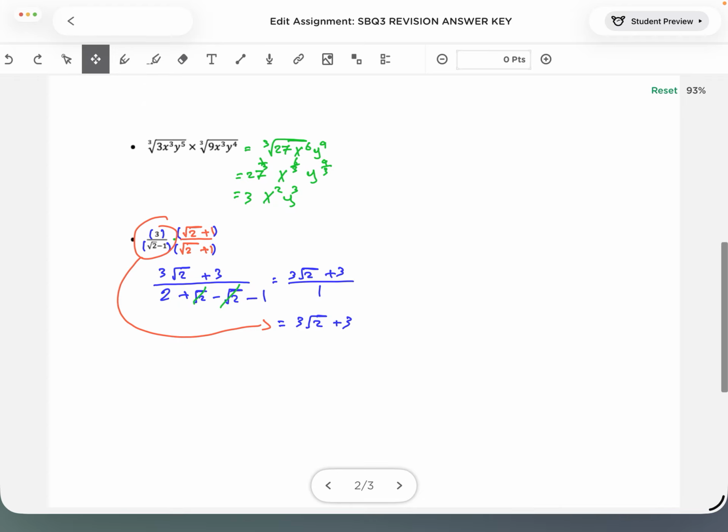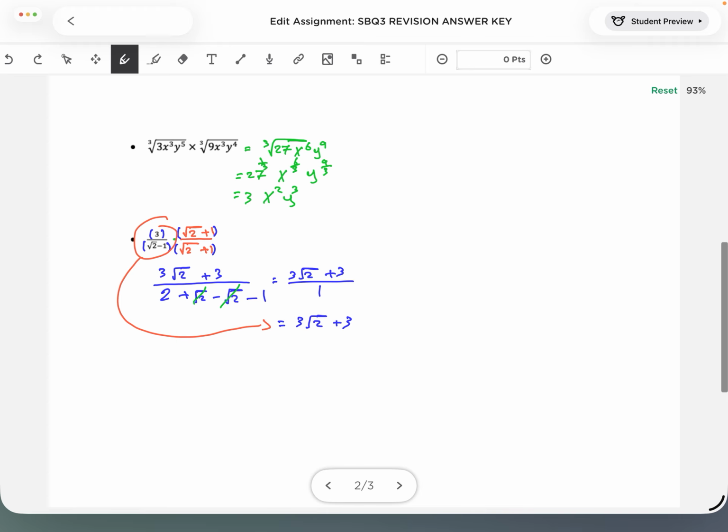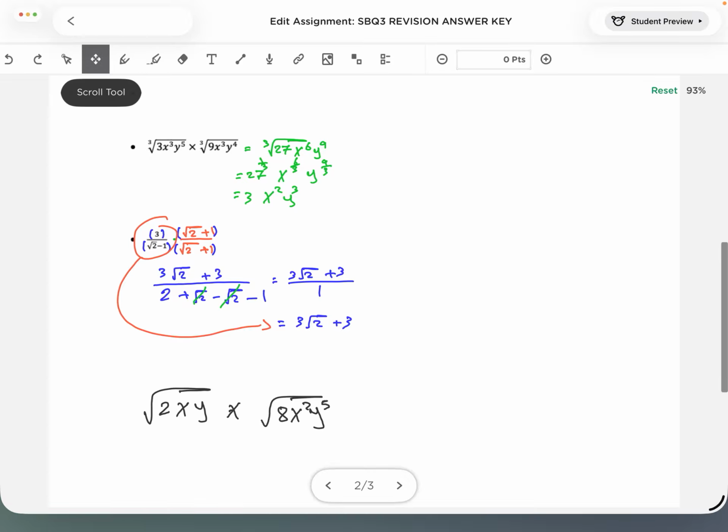Okay. Let me add something like this one as an extra one, just to make sure that we got the idea. I need the square root of 2xy times the square root of 8x squared y to the power 5. This is an extra question.